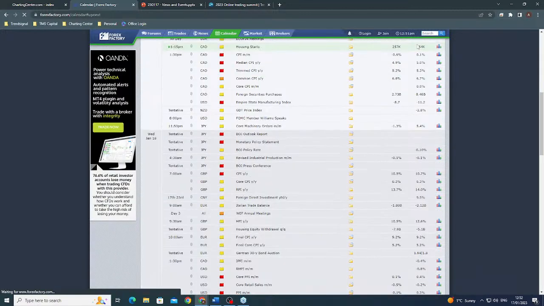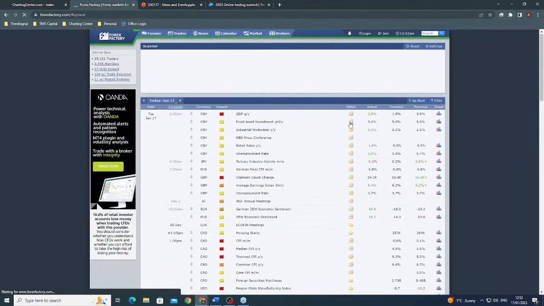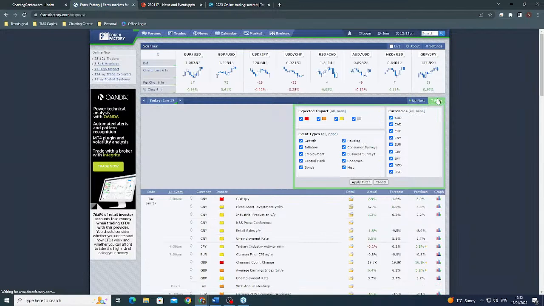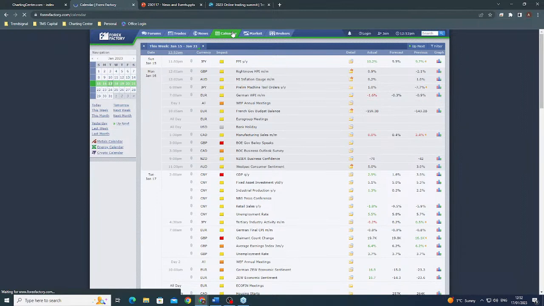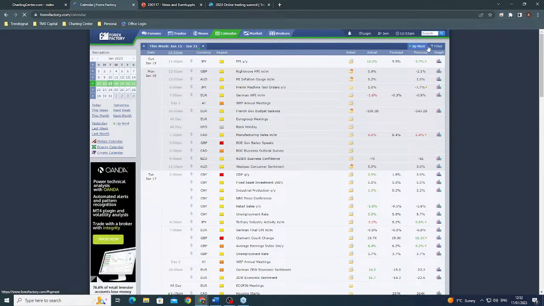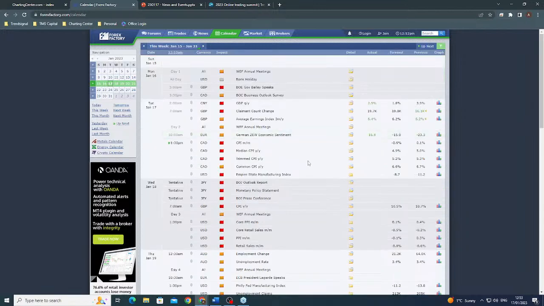A nice filter that you can do is select to remove those yellow ones and apply that filter. What's happening here? What have I done? I think I've pressed the wrong button. So on the calendar, if I wanted to remove the yellow ones, I can do that. Then I'm suddenly looking at a much smaller list of items that are more relevant to us as traders.